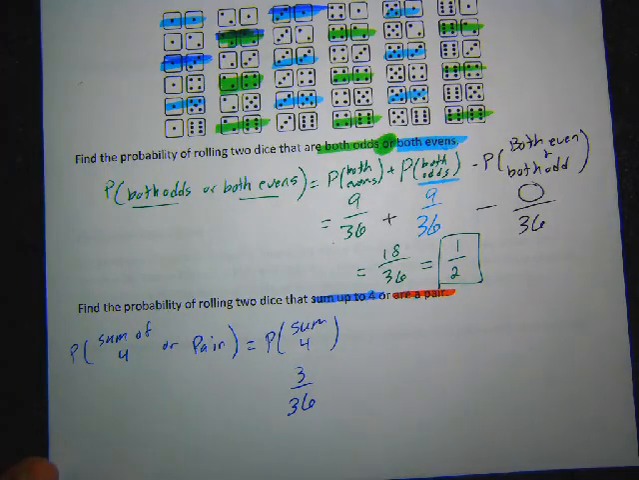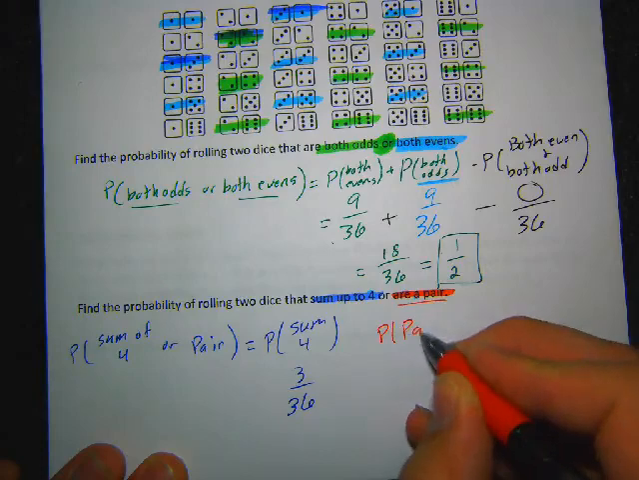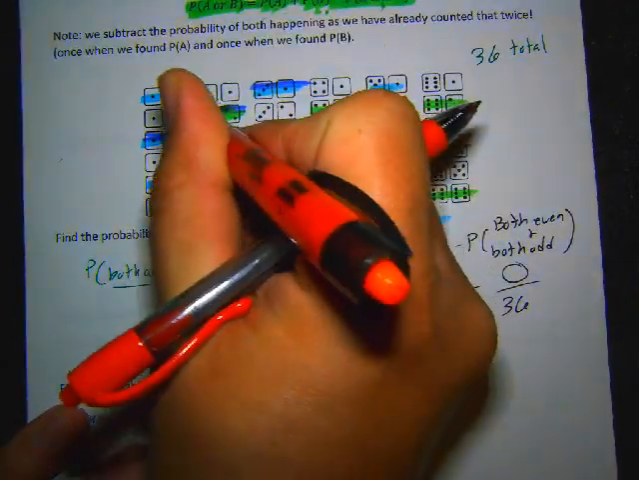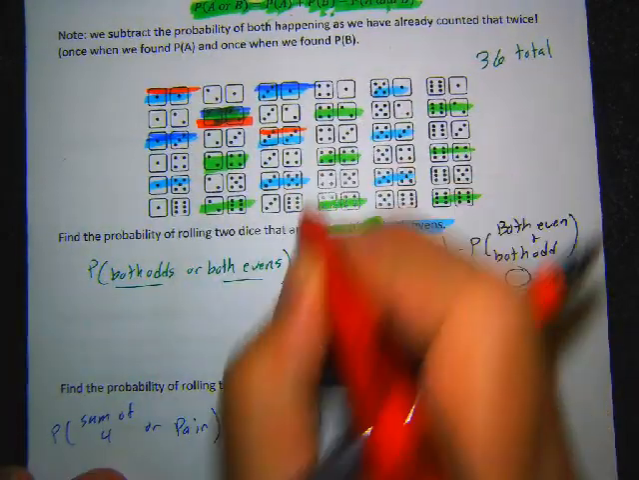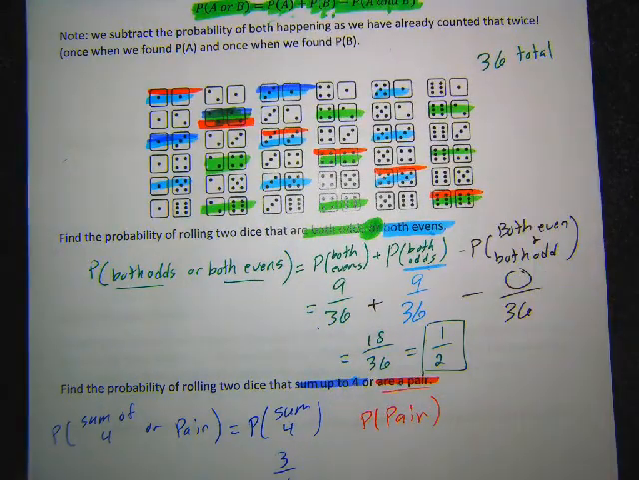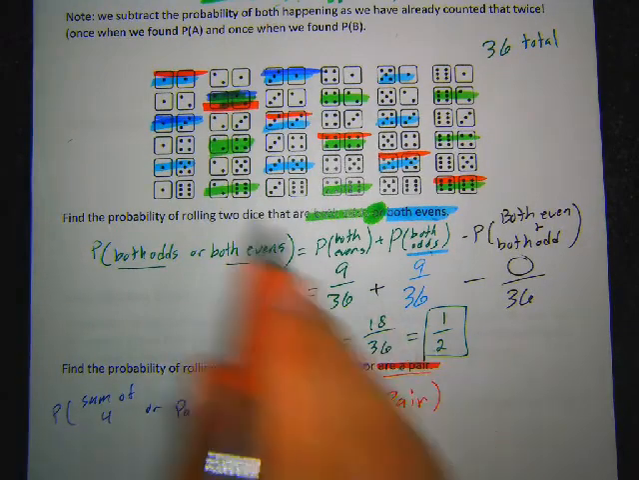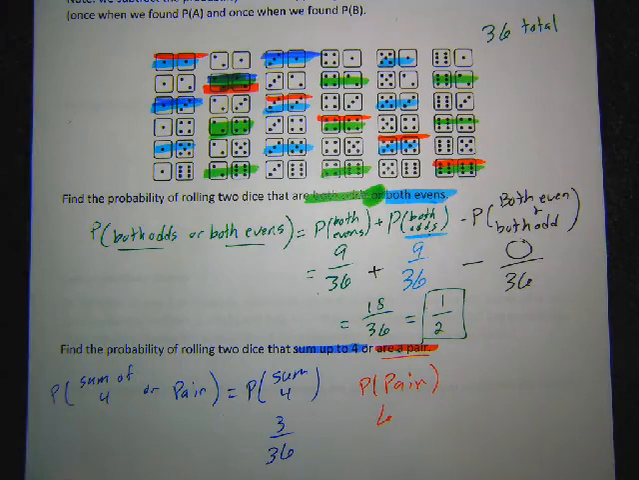Then I do the next part. Now I'm looking for things that are a pair, where 2 numbers have to match. That's going to be things like 2, 2, 1, 1, 3, 3, 4, 4, 5, 5, 6, 6. Those all are pairs. So that ends up being 6 of those, one for each number, 1 through 6. So there's 6 that are pairs out of the 36.